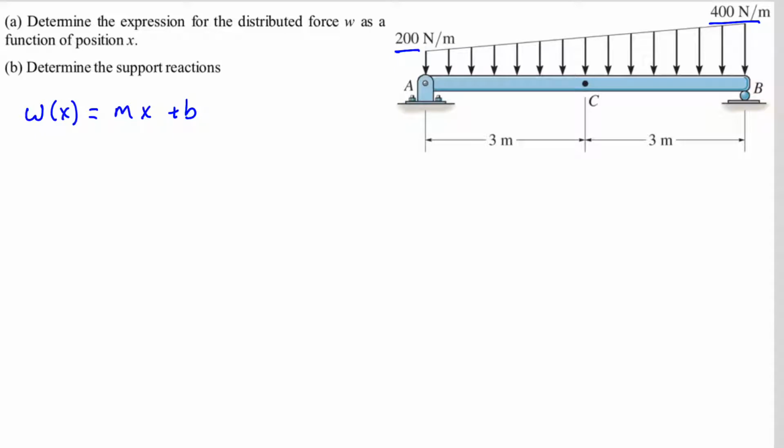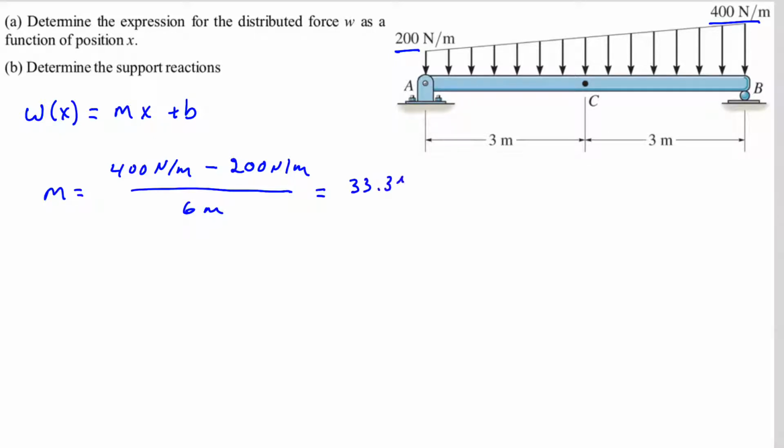To solve for the slope, we would have m equals our change in load. This is our rise. Our rise is 200 newtons per meter divided by the run, or the length that we're looking at, 6 meters. So our slope is 33.3 newtons per meter squared.